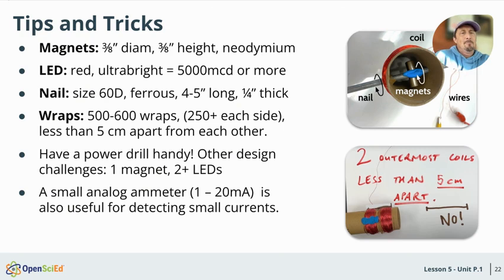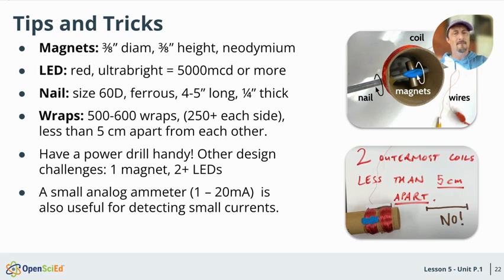I like to use really big nails. The size is 60D. They need to be ferrous so the magnet sticks to them, and they need to be between 4 and 6 inches long. You do want lots and lots of wraps of wire around these tubes. So 250 or a minimum 200 wraps of wire on each side, less than 5 centimeters apart from each other. If you wrap across the entire tube, you will not get wires that are close enough to the magnet.